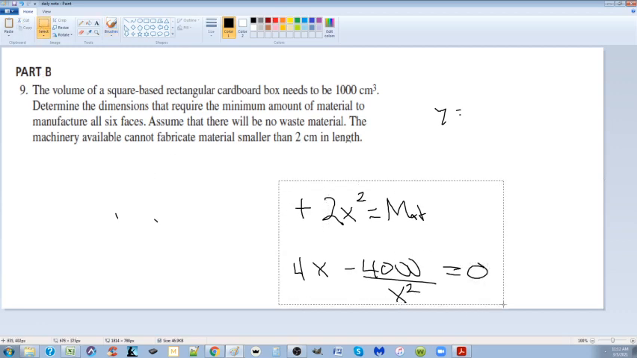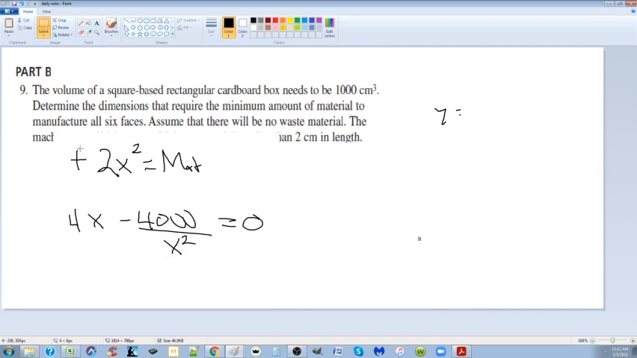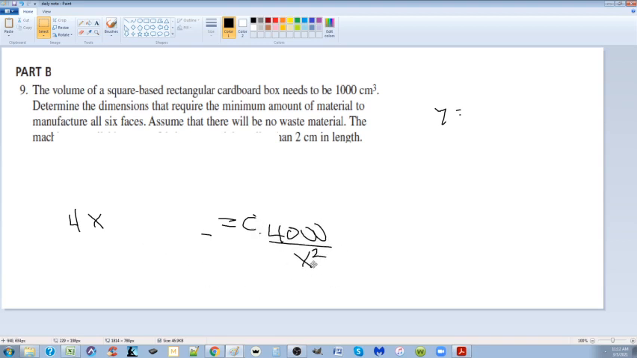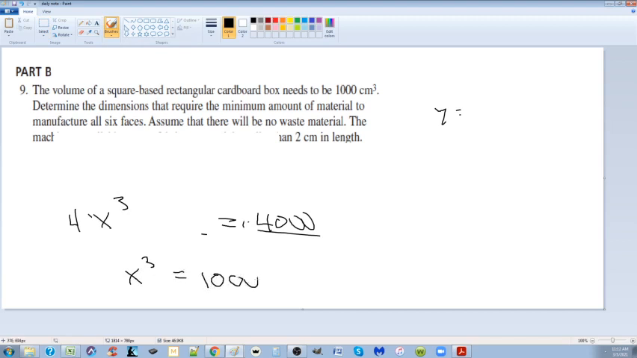You can solve it any way you want, but I'll do it the long way. So I'm going to move this to the right side. I'm going to multiply by x squared on both sides. So now x cubed. I'm going to divide by 4 on both sides. And obviously x is 10.